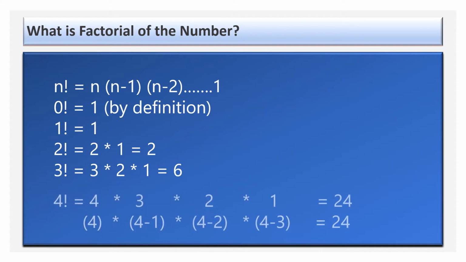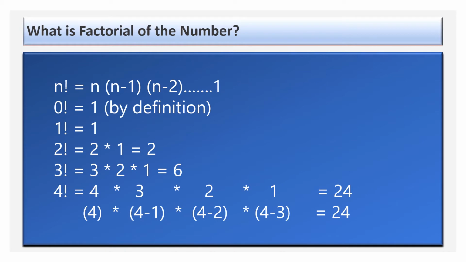And 4. So let's understand the deep-down concept here. For 4, we have written 4 into 3 into 2 into 1. So how does that get calculated? If we see in this picture, 4 is nothing but n, then n minus 1 is nothing but 4 minus 1, n minus 2 is 4 minus 2, and n minus 3 is 4 minus 3. So it will go up to 1.